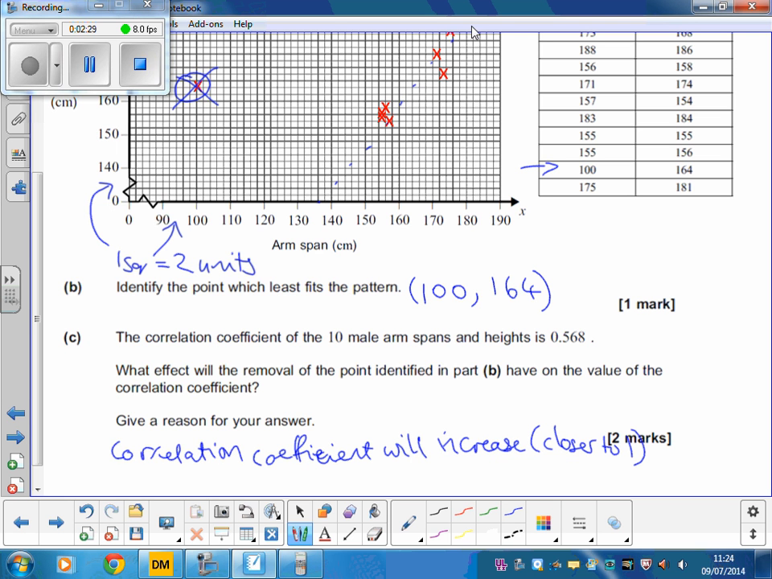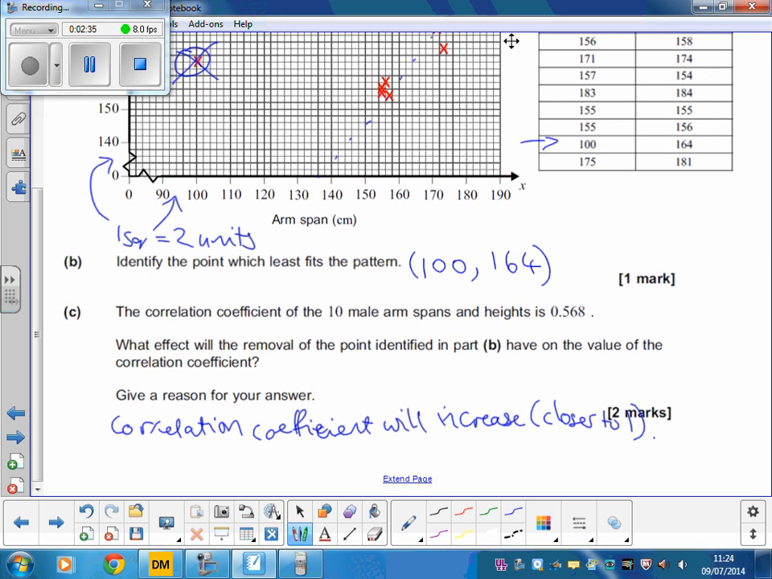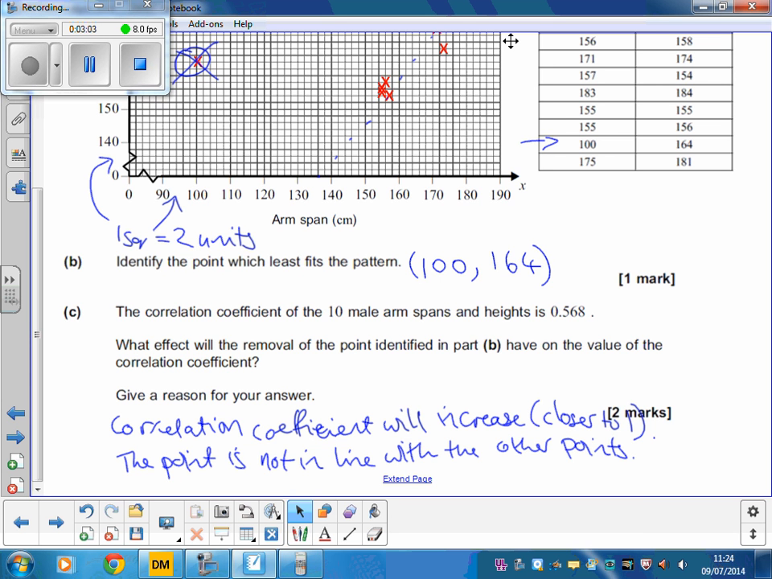There's only 1 statement, so you're only going to get 1 mark for that. We need to have 2 comments. Okay? Well, what could we say? It's because the other point is not in line with all the other ones. So the point is not in line with the other points. You must say it's not in a line. The other thing you could say is it's far away from the line the other points are on. But the key point is it's just not on the same straight line.